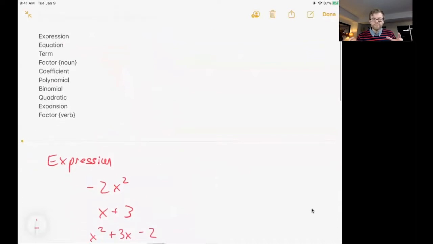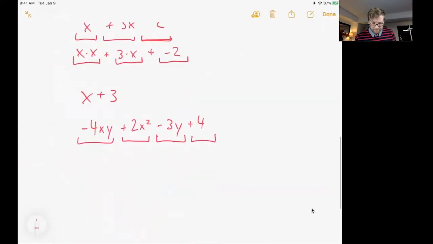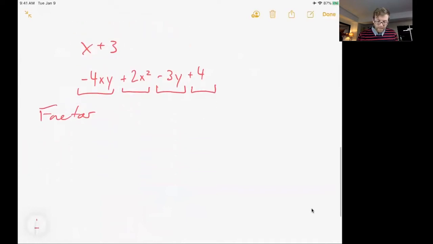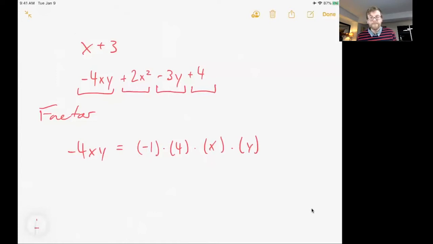So now I want to make sure you're really familiar with factor. What is a factor as a noun? What is a factor? Let's take this term that I mentioned up here, -4xy. We can imagine that -4xy is a bunch of things that are all multiplied together. I can even break out the negative if I want. It's a -1 multiplied by a 4, multiplied by an x, multiplied by a y, okay?